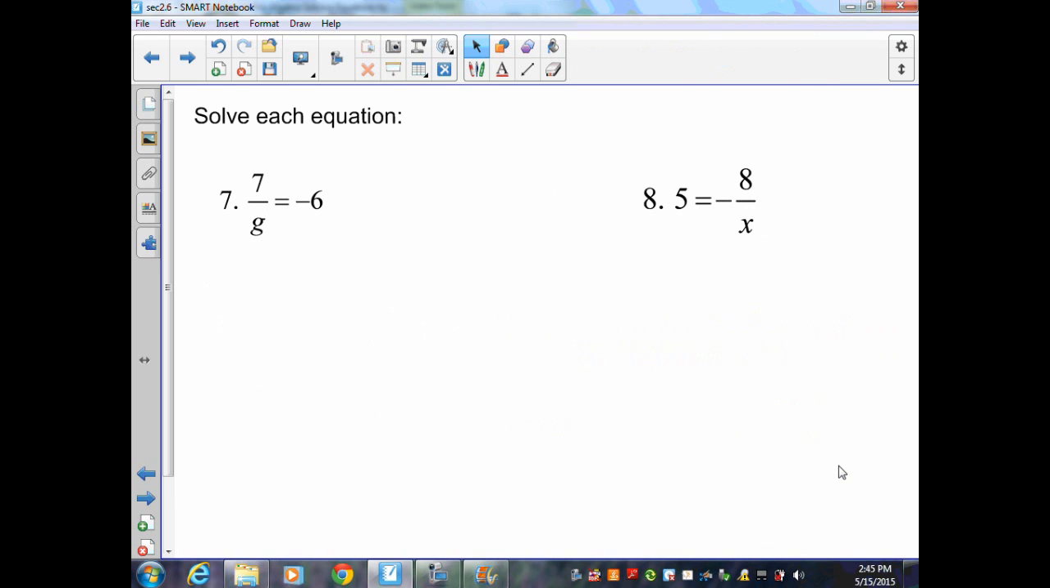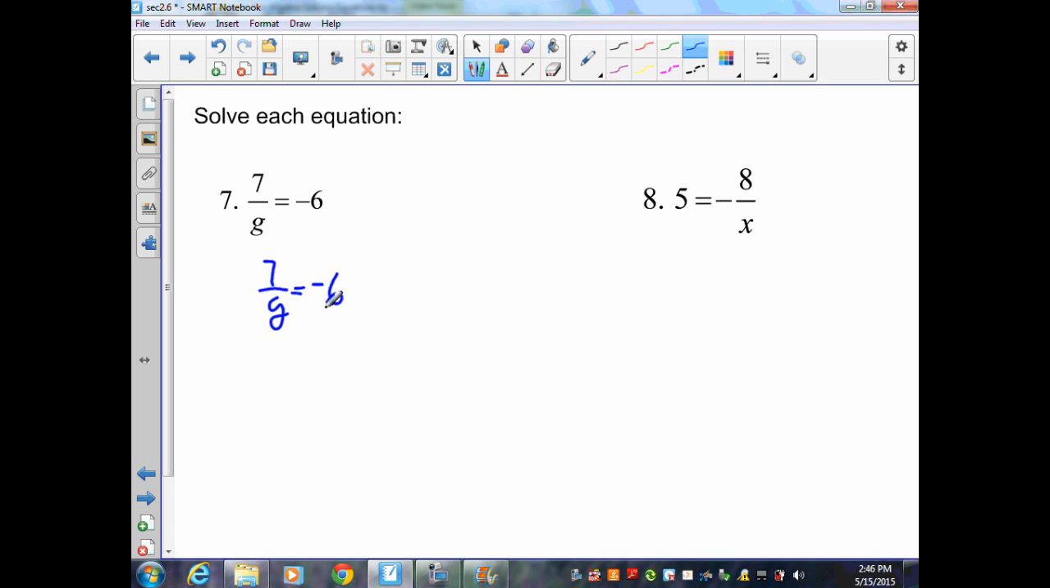Let's look at a few more examples. Here I have number 7, which is 7 divided by g equals a negative 6. Here, my variable is in the denominator. And when I solve my problems, I need to have my variable in the numerator. Therefore, that's the first thing I need to do. So I'm going to rewrite the problem and get that variable in the numerator.